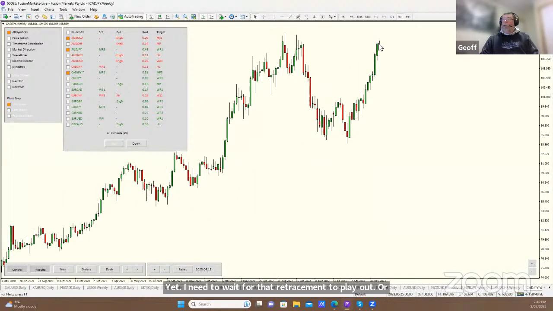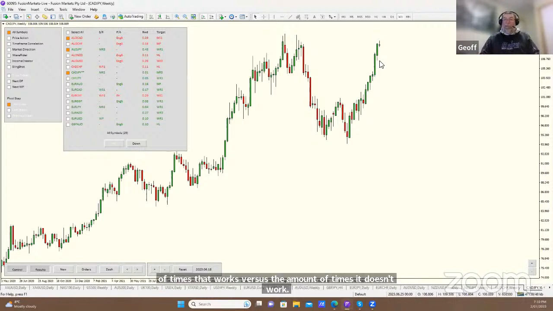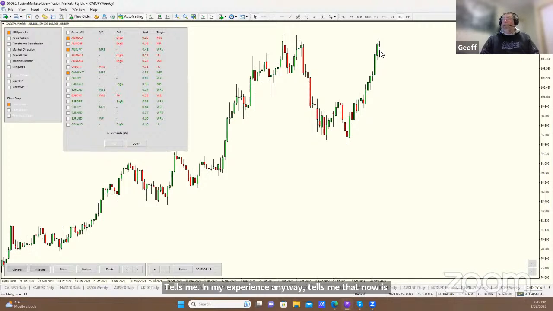So am I going to trade that bar? No, I'm not a scalper. Could it pay to trade that bar underneath it, stop loss above it? Hell yes. But the amount of times that works versus the amount of times it doesn't work tells me, in my experience anyway, that now is not the time to trade that short. Wait for the confirmation of the potential reversal, and then ultimately look to trade it long, because that's where everything's pointing.